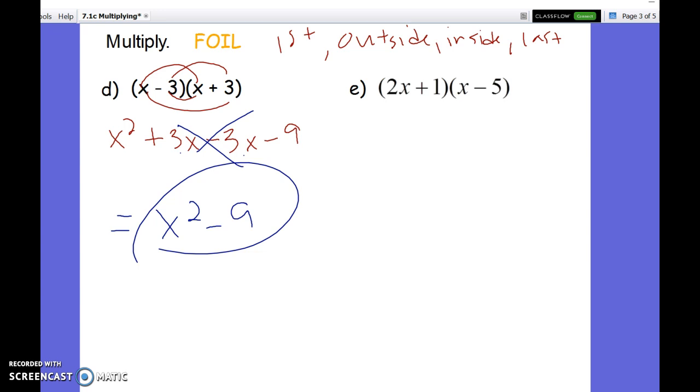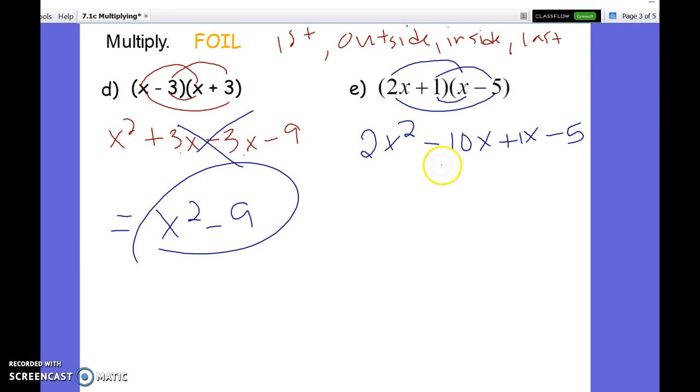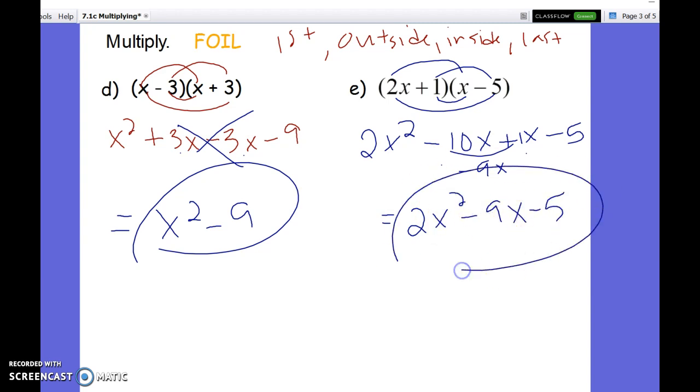All right, first, outside, inside, last. Right, first 2x times x would be 2x squared. Outside 2x times a negative 5, negative 10x. Inside, positive 1 times x is positive 1x, or just plus x. And then last, 1 times negative 5 is just negative 5. Okay. And again, we want to make sure we have all of our like terms combined. So this time we've got negative 10x plus 1x, which is negative 9x. So our final answer will be 2x squared minus 9x minus 5.